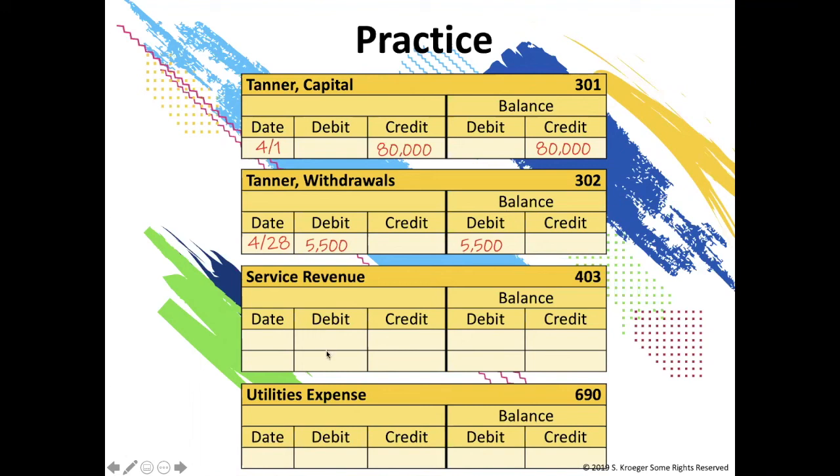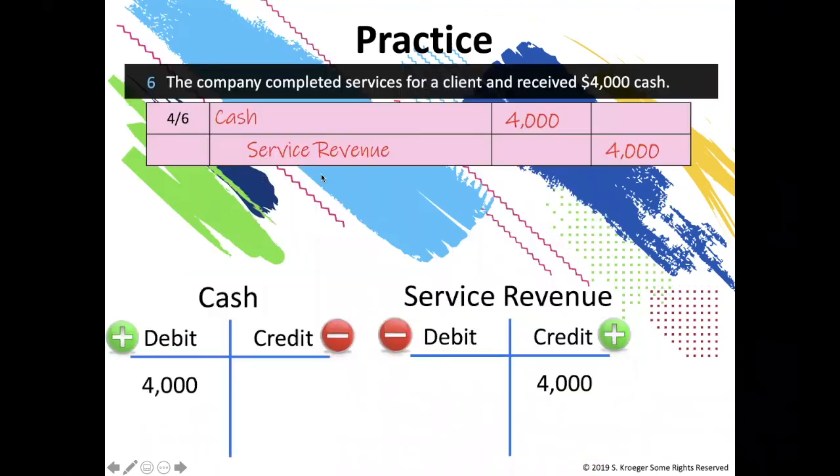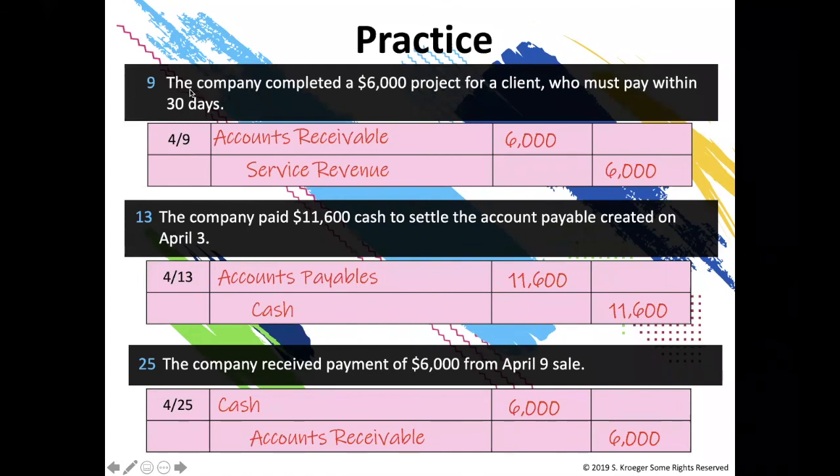Next, we have two entries for service revenue. Let's find those two entries in the journal now. The first entry for revenue comes from the 6th. There was a credit of $4,000. We will need to put this in. The next time we see service revenue is on the 9th. We have a credit here for $6,000. Let's put these two entries into the ledger now.